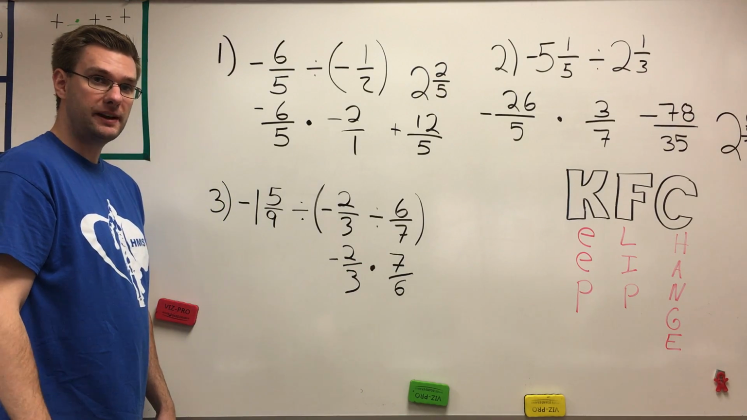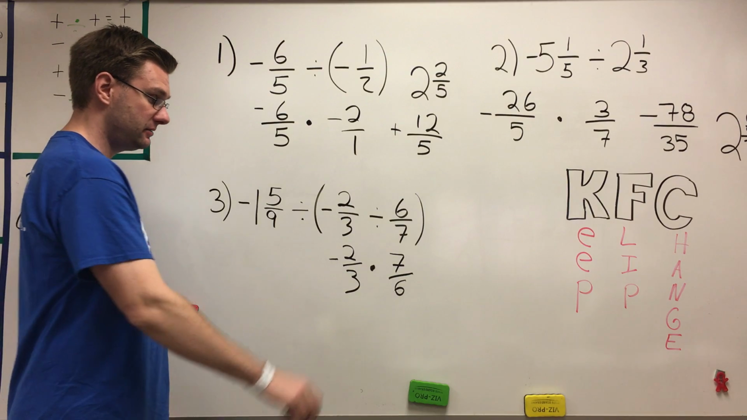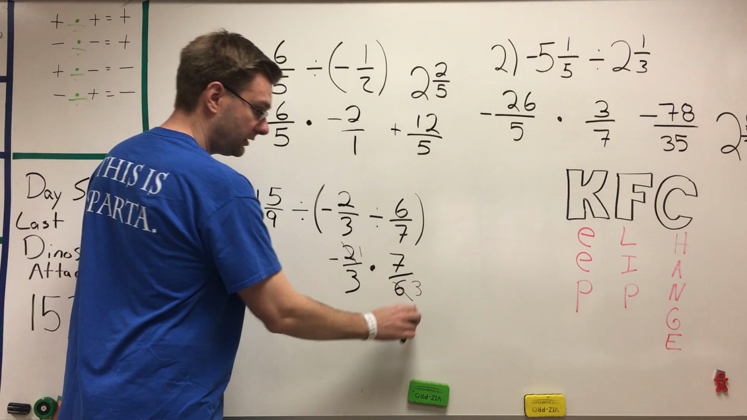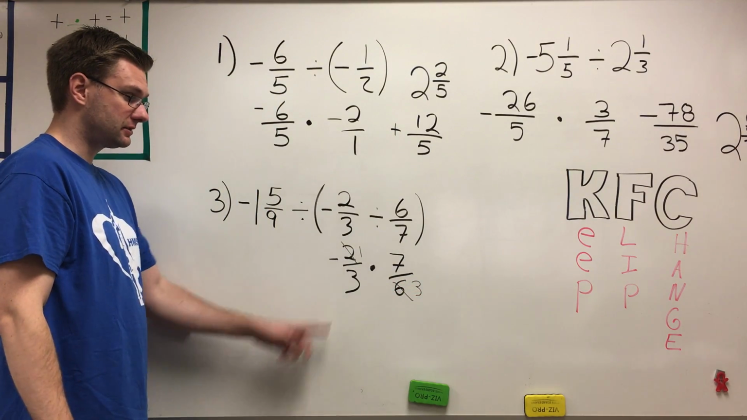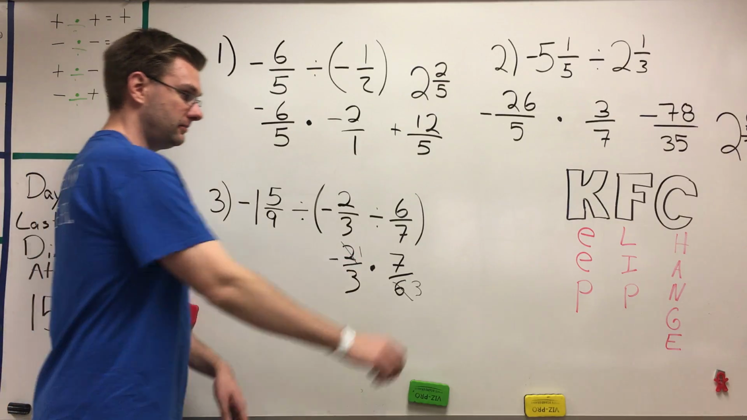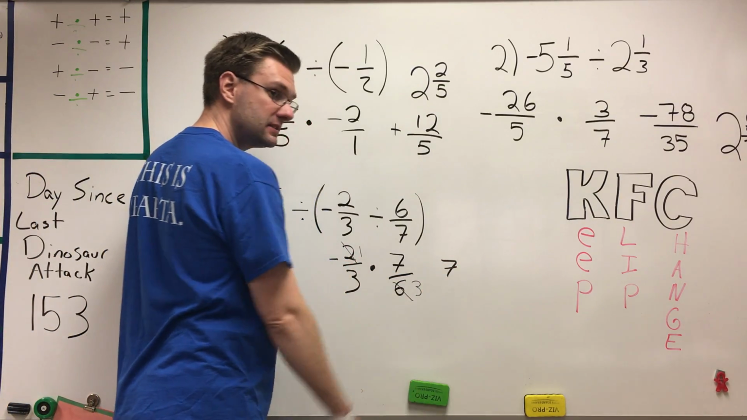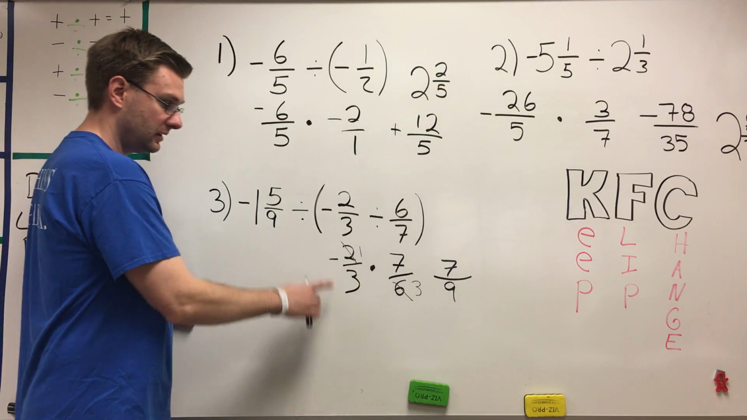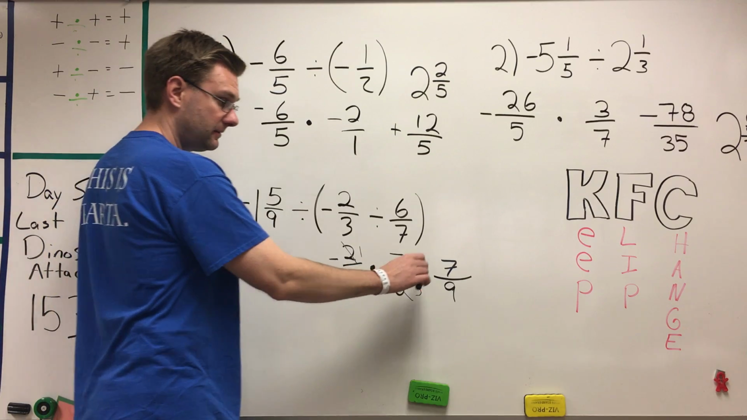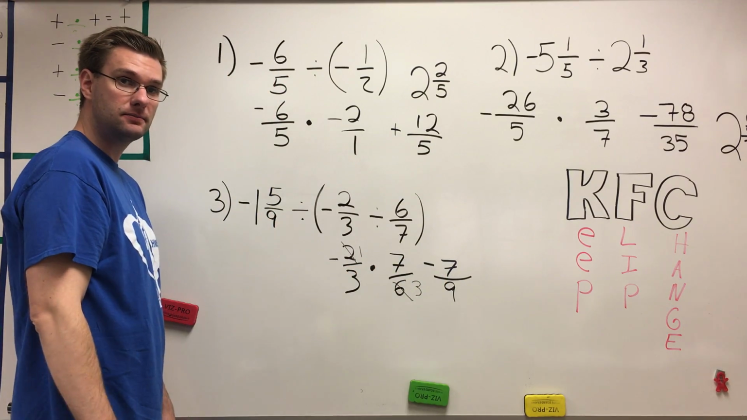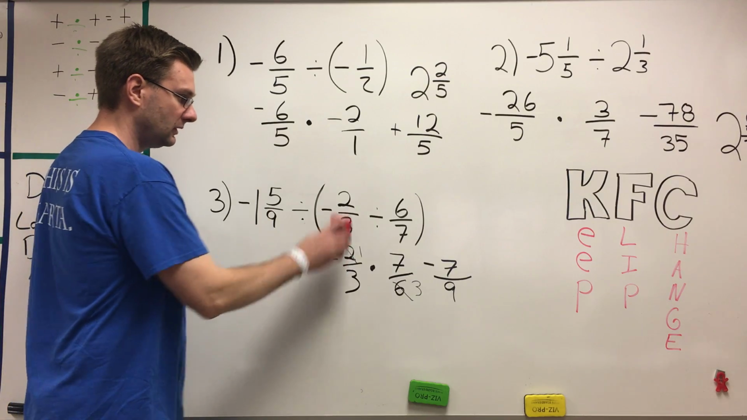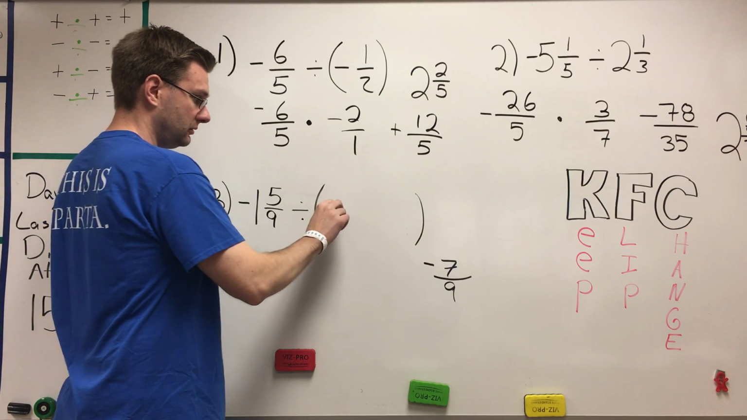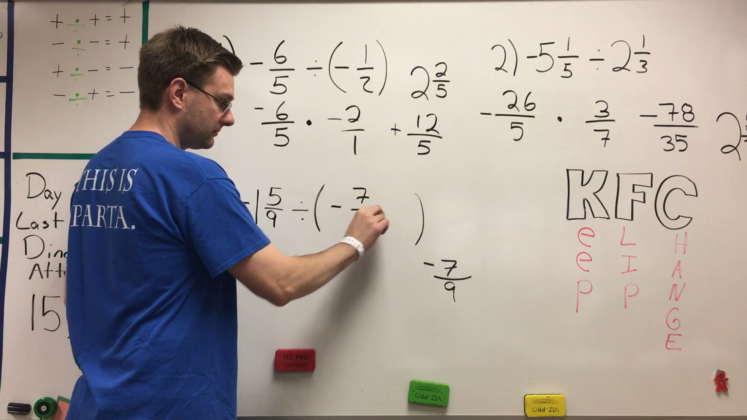To make our multiplication a little bit easier, let's cross divide. That becomes 1. That becomes 3. Now let's multiply across. -1 times 7 is 7. 3 times 3 is 9. Negative times a positive, we have -7/9. Well, let's get rid of all this, and we will replace all that work with -7/9.